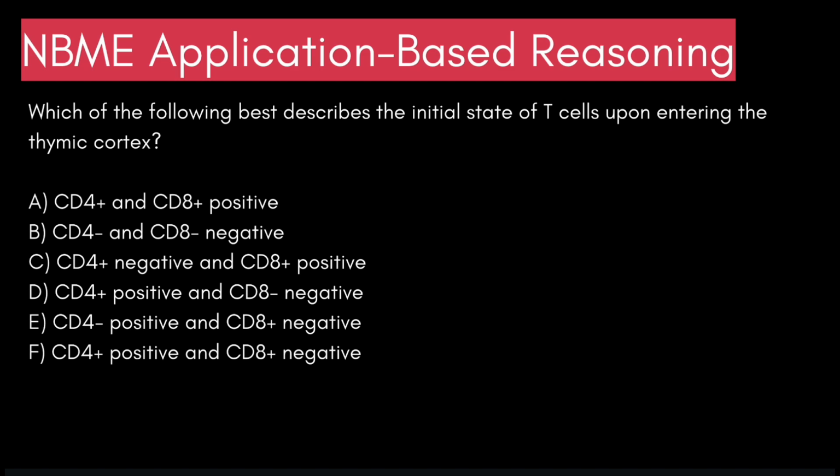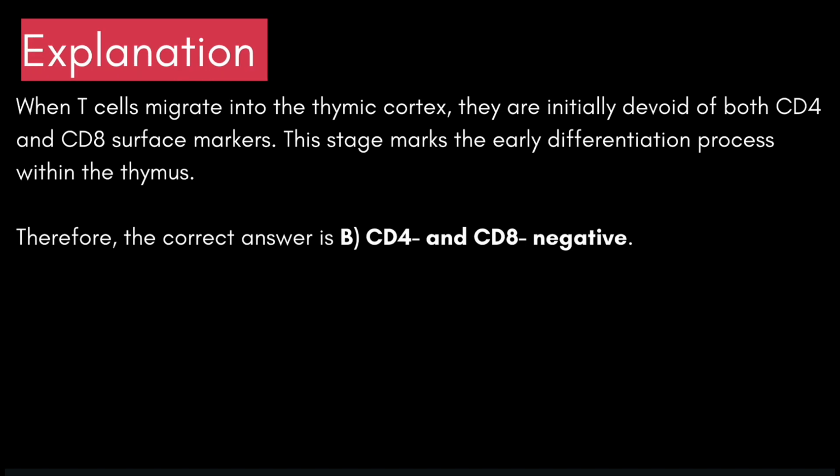Otherwise, moving on now. When T cells migrate into the thymic cortex, they are initially devoid of both CD4 and CD8 surface markers. This stage marks the early differentiation process within the thymus. Therefore, the correct answer is CD4 minus and CD8 minus, also known as CD4 negative, CD8 negative. Moving on, let's go ahead and see why the other answer choices are incorrect.